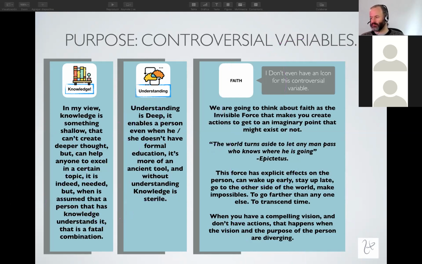So there are three controversial variables in this model. First, knowledge, from my point of view, is something that is shallow, that can create a deeper thought, but can help anyone to excel in a certain topic. It's like when you play a song from hearing.